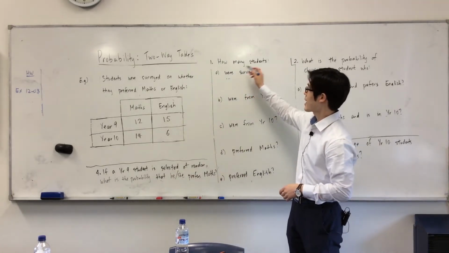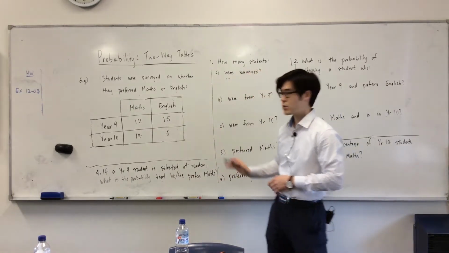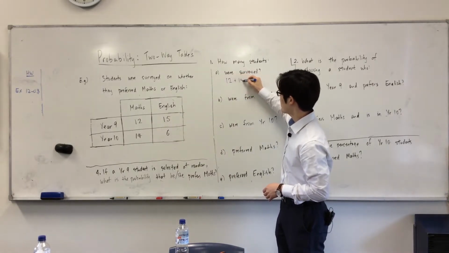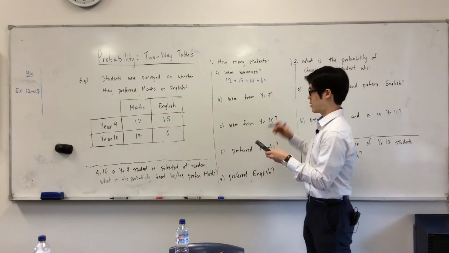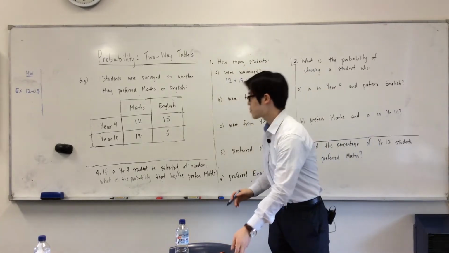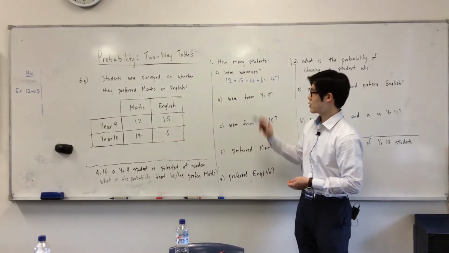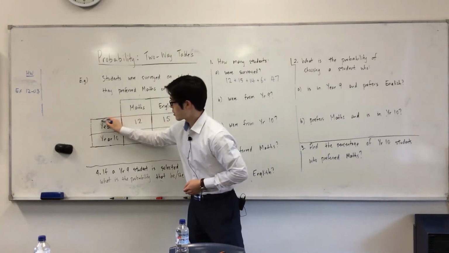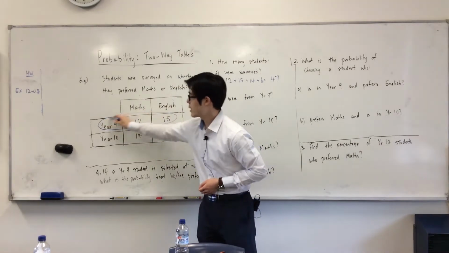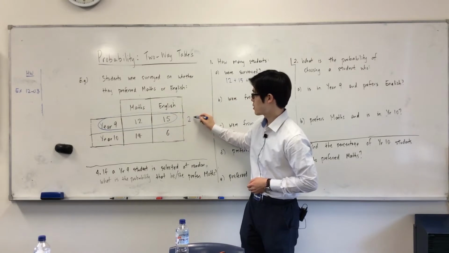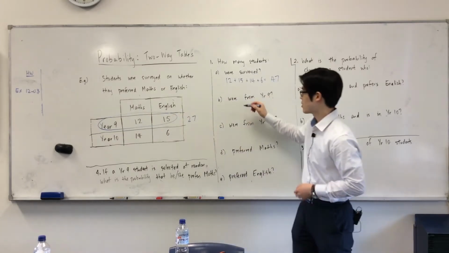So the first question, how many students were surveyed? That's just all the numbers added up all together. So that's 12 plus 15 plus 14 plus 6. 47. Okay, so there are 47 students altogether. Now, how many students were from Year 9? So the total number of Year 9 students, if you look over here, that's all my Year 9 students if you read across. So that's 12 plus 15, which is 27. Okay, so that's my answer.